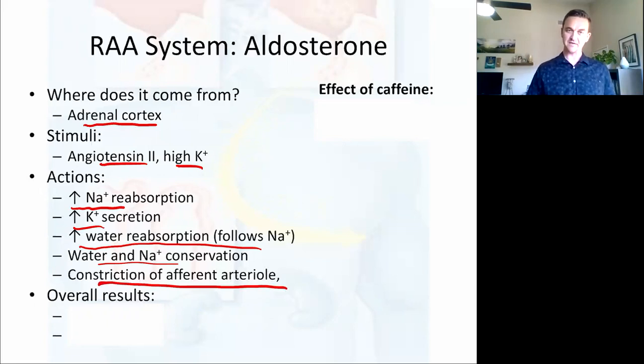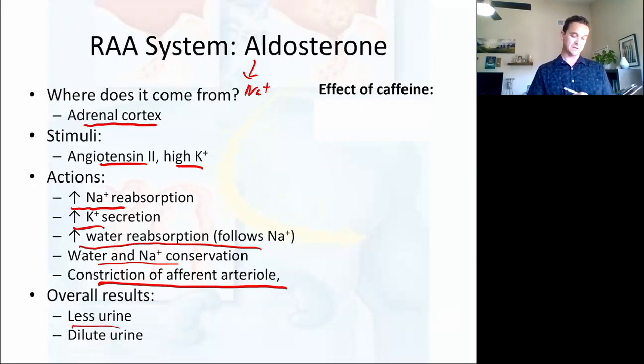Okay, so we constrict the afferent arteriole of the glomerulus, and so that means, again, in this case, we're not sending as much blood into the glomerulus, so that's going to decrease filtration. These are all measures to help us hold on to more fluid, right? And really, when we think about aldosterone, we want to think about salt. This one is primarily controlling our salt levels, our sodium levels. So the overall results: less urine, more dilute urine because we pulled back the salt.